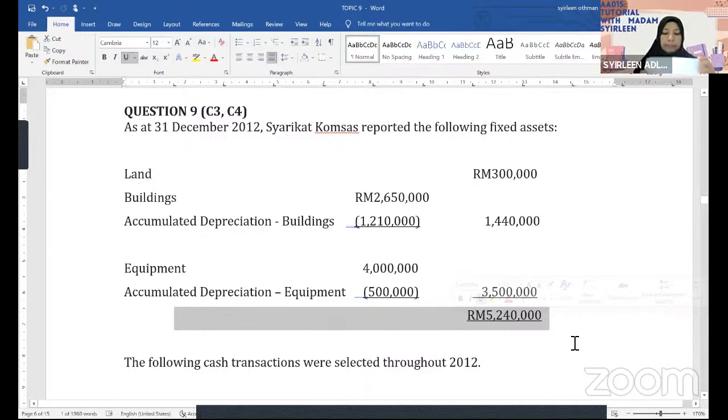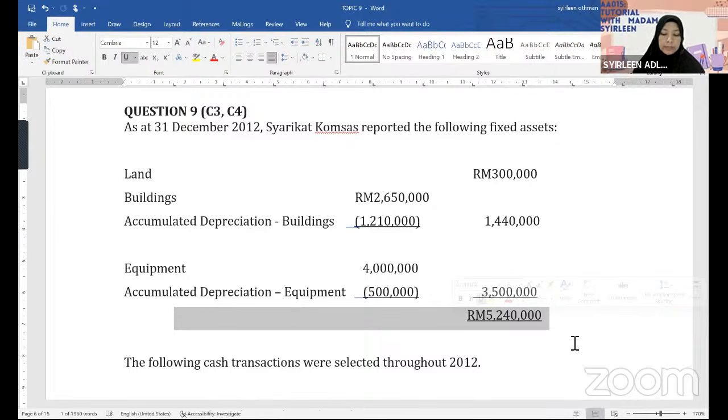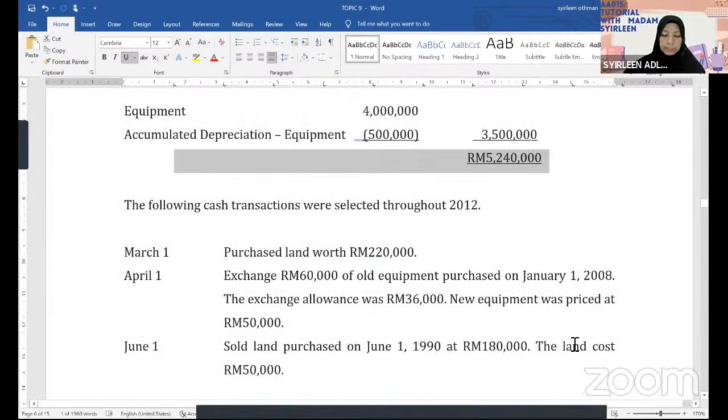Okay, so sepanjang 2012, there are a few transactions yang berlaku yang melibatkan non-current asset. So when we are recording the transaction for non-current asset, you akan ambil kira semua yang berlaku pada March 1st, April 1st and also June 1st. Okay, alright. What happened on March 1st? Kita purchase land worth of 220,000 ringgit. Okay, so ini catat belian tanah saja.